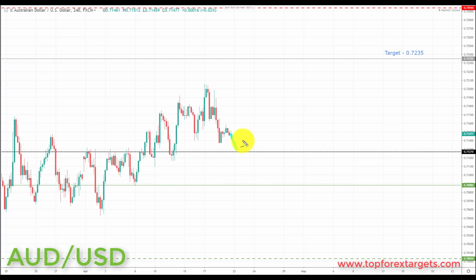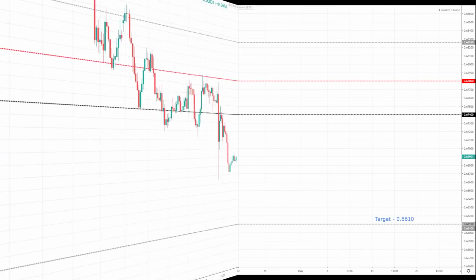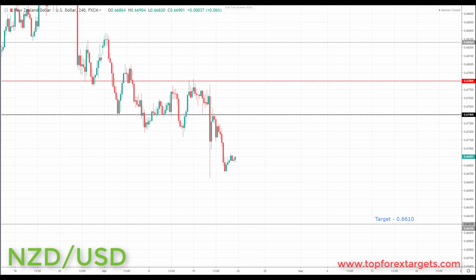Anywhere in this area, but preferably if we can come back and retest the key area of support at 0.71270, this is going to be an area we're going to start to look for reversal patterns to the upside. And if we start to get the right kind of bullish formations and patterns in this area, we're going to be looking at initiating longs up towards the next key area of resistance to the upside and the target set at 0.7235. So the next market we're going to look at is New Zealand dollar.